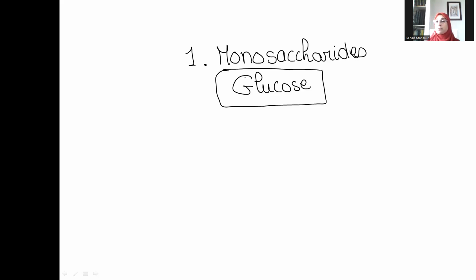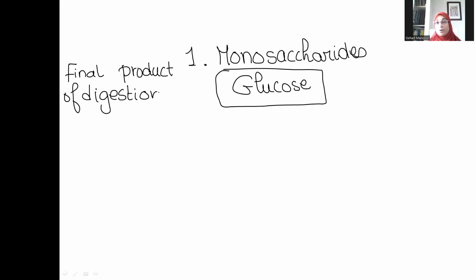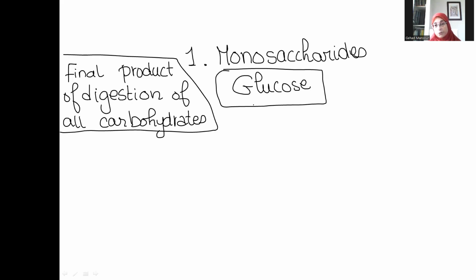So glucose is the most abundantly utilized carbohydrate in the human body, because it is the final product of digestion of all the carbohydrates that we ingest. It is present in all carbohydrates, in all polysaccharides, in all disaccharides. So it is the final product of digestion of all the carbohydrates that we ingest. And that's why glucose is the most abundantly present carbohydrate in the human body.